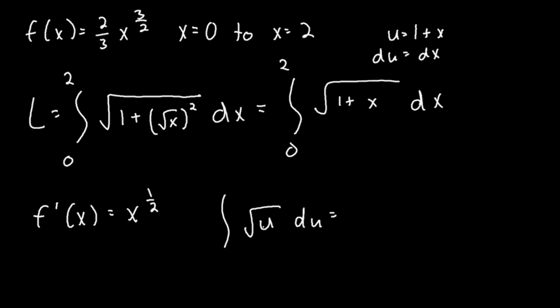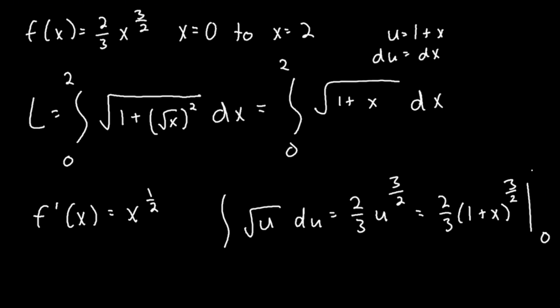The antiderivative of square root of u is 2 over 3 u to the power of 3 over 2. Alright, now all we need to do is substitute back in for u, so we get the function 2 over 3 times (1 plus x) to the power of 3 over 2. And our bounds of this integral are 0 and 2.